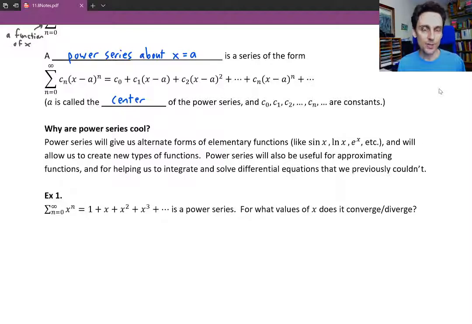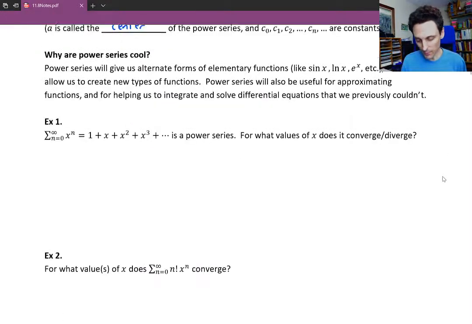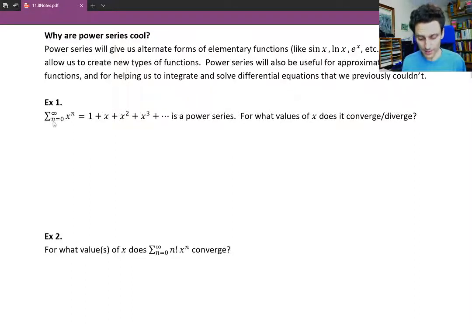For this section though, we're just going to be interested in knowing, does a power series converge or diverge, and specifically for what values of x does it converge or diverge. Let's look at example 1. Here we have the series n going from 0 to infinity of x to the n. This is a power series because it's of the form c sub n times x to the n. If you write out the terms, you'll get 1 plus x plus x squared plus x cubed, and so on. And we're asked, for what values of x does this converge or diverge?